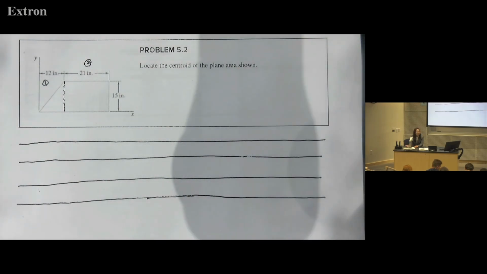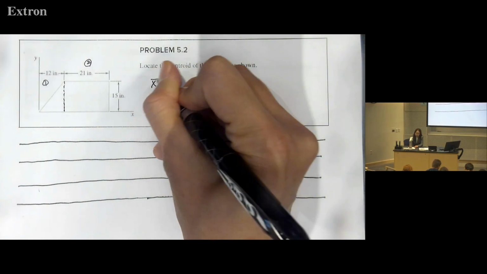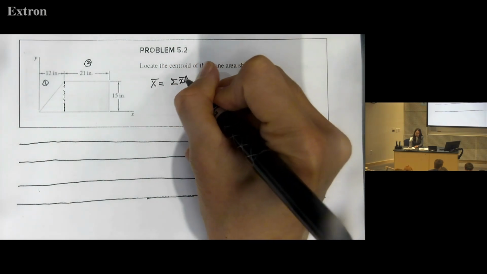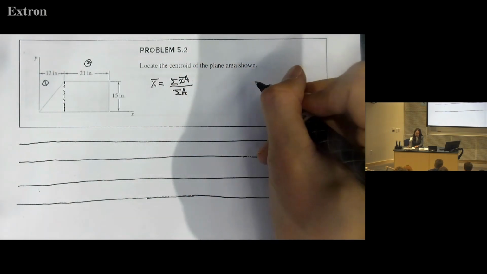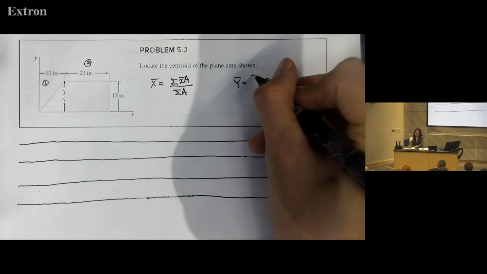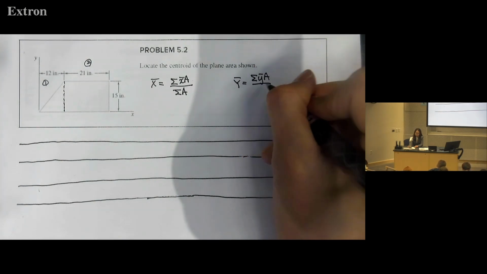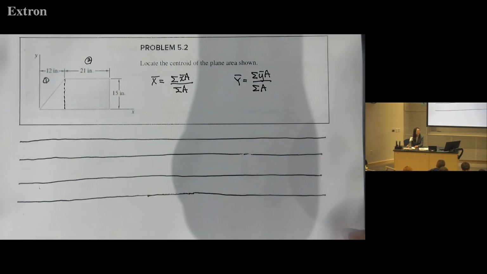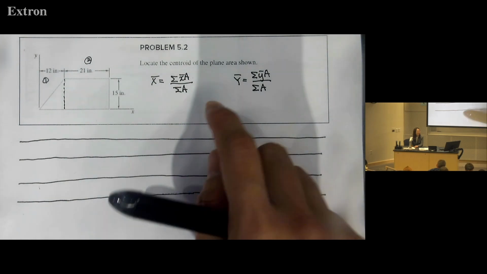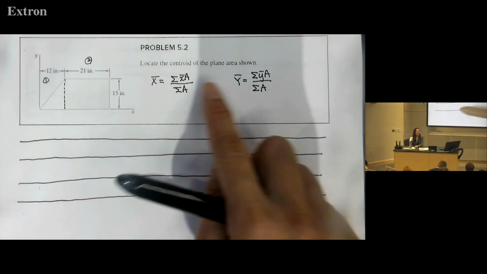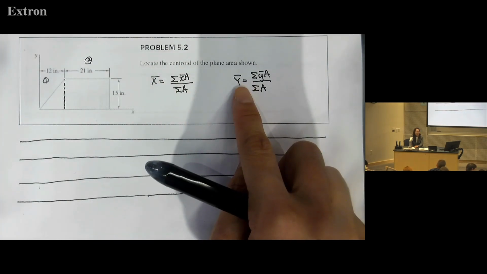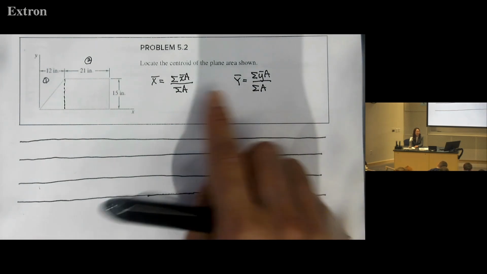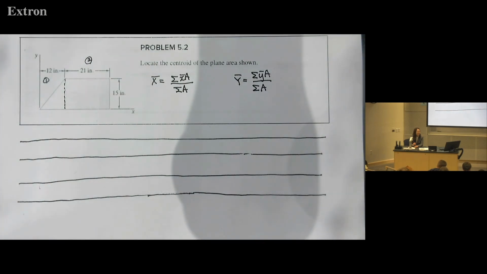Okay. So I'll give you the equation again. X bar is sigma X bar A over sigma A. Y bar is sigma Y bar A over sigma A. Okay. And then the left-hand side is what we need to calculate. And the right-hand side is the procedure to find the final answer, right?